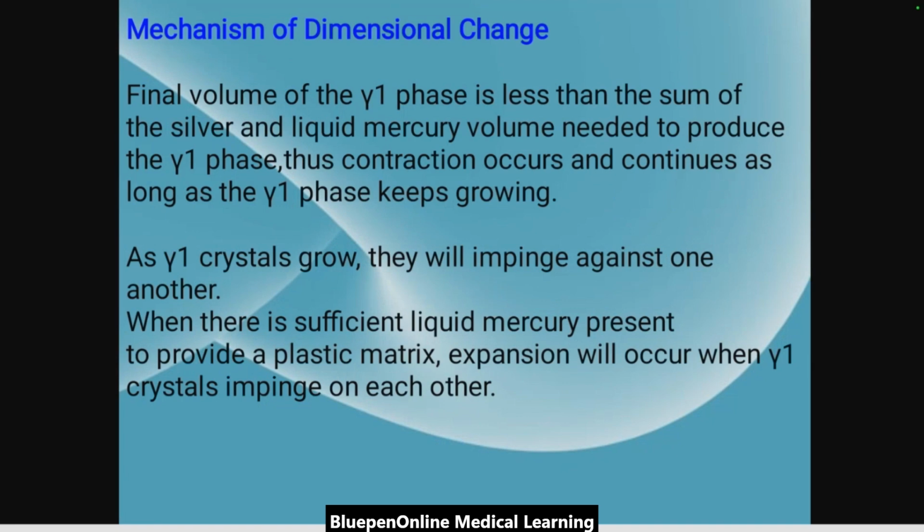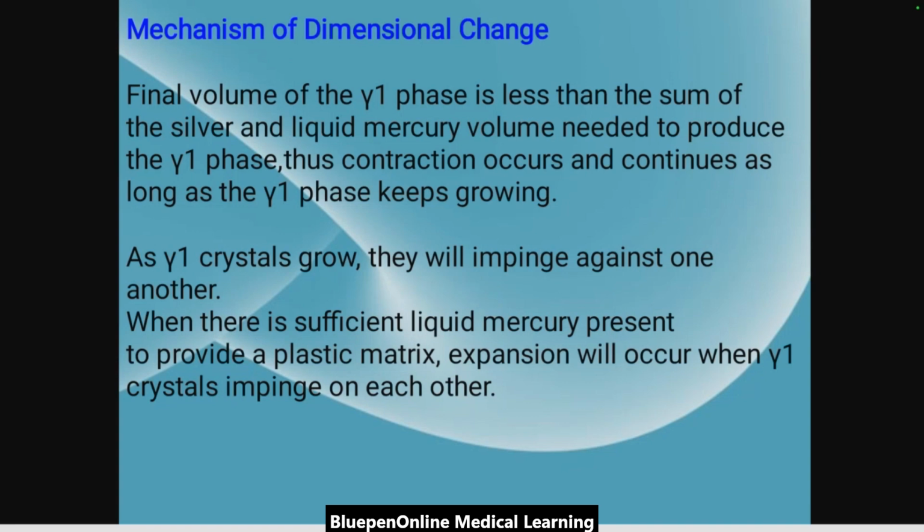Let's see how this dimensional change occurs. Let's study the mechanism of dimensional change. What happens when mercury reacts with the dental alloy? There is basically formation of gamma 1 phase, right? So the final volume of gamma 1 phase is less than the sum of the silver and liquid mercury volume needed to produce gamma 1 phase. So this will lead to contraction, and it will continue as long as the gamma 1 phase keeps on growing. As we know, most of the time the proportion is 1:1.